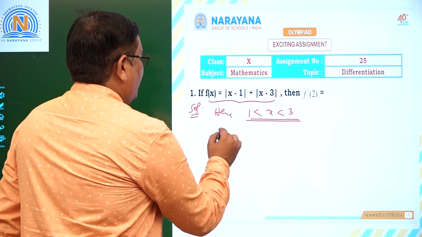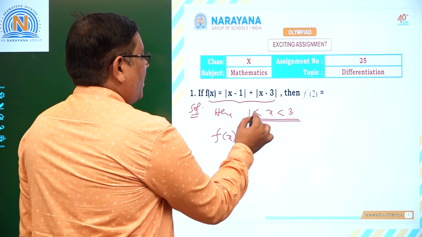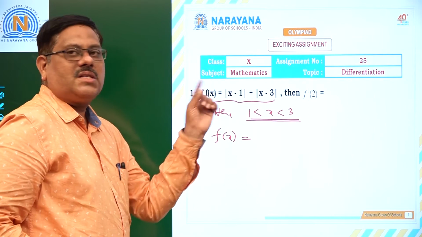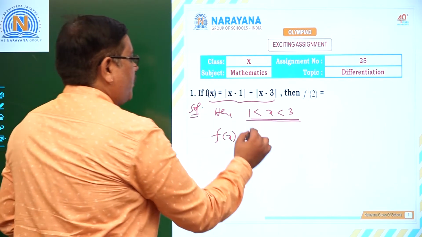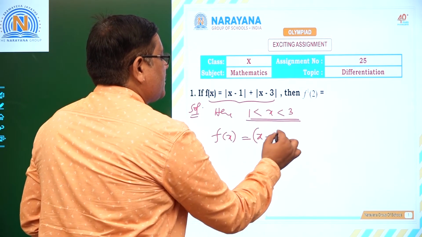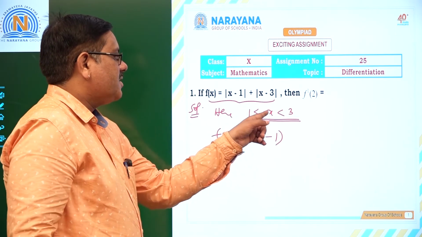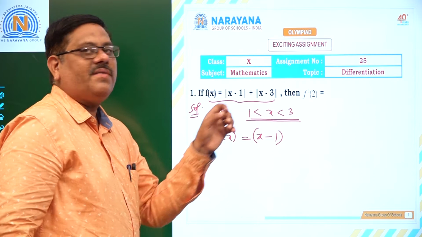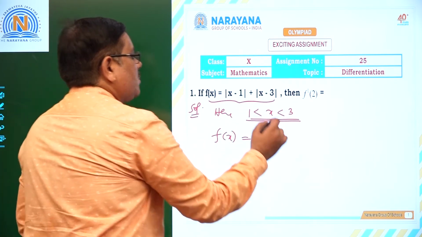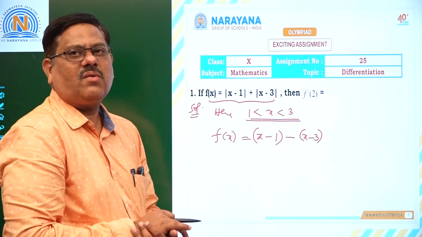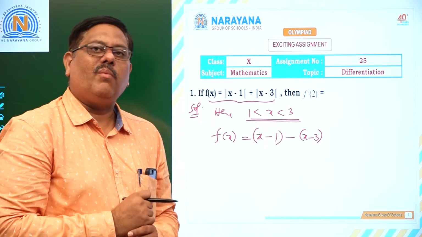We can say f of x is equal to: 1 is less than x means x is more than 1. If x is more than 1, x minus 1 will be positive. If it is positive, we will write x minus 1 as it is. The modulus we can remove. Next, x minus 3. If x is less than 3, x minus 3 will be negative. So to make it positive, what to write? Minus of x minus 3. This is the simple logic we have to apply while solving problems on modulus.